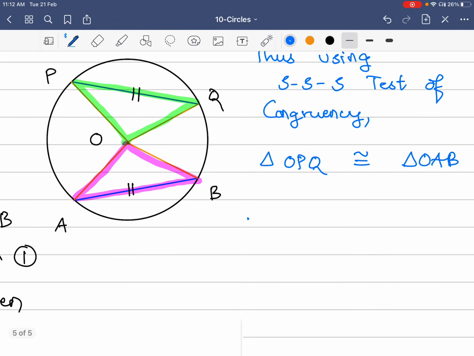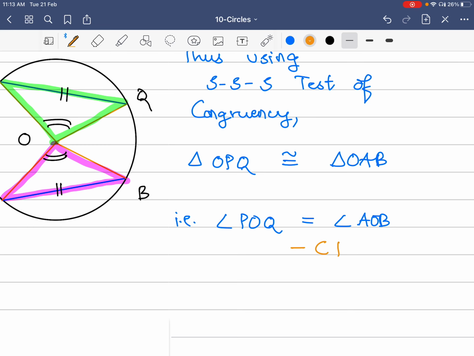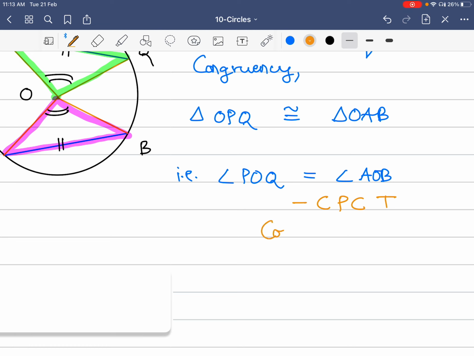And then from this it follows that angle POQ is equal to angle AOB. Why? This is very important, because they are corresponding parts of congruent triangles. I'm going to write the full form here: corresponding parts of congruent triangles. Okay, got it?